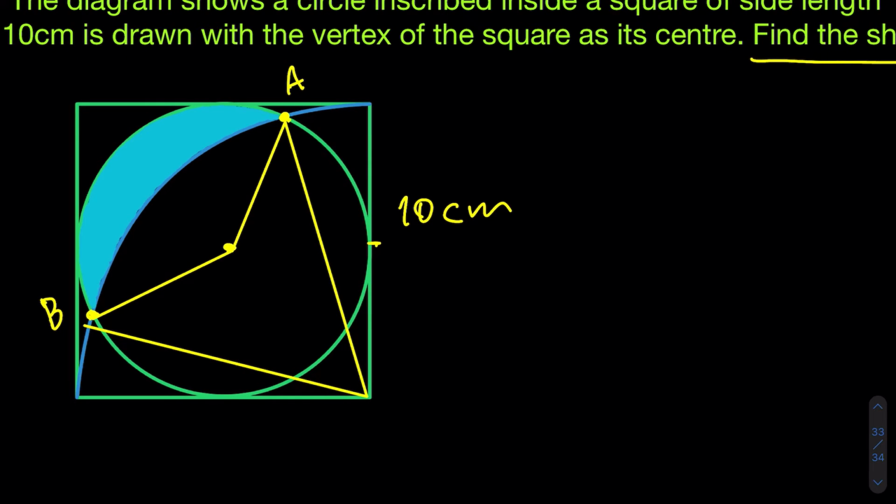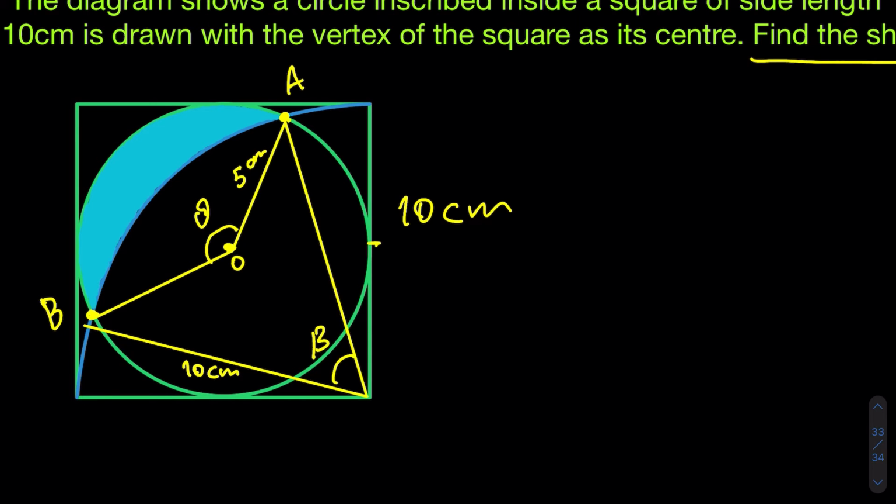So let's call the center of this circle O, and then here is 5 centimeters, the radius of the smaller circle, and here we have the radius of the larger circle, which is 10 centimeters, right? And let's call this angle theta, and then let's name this one as beta.